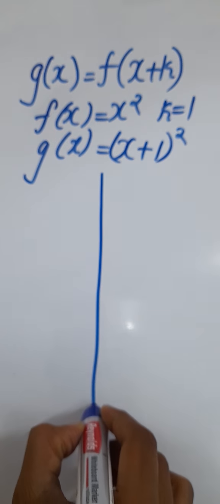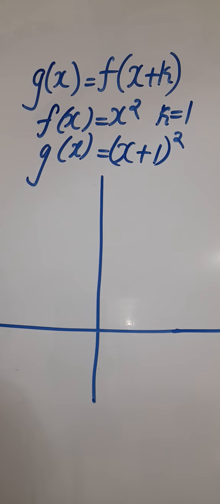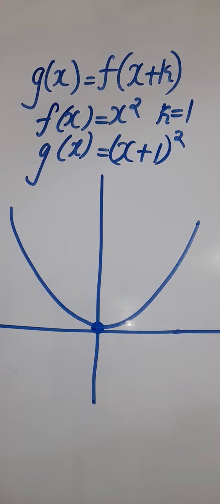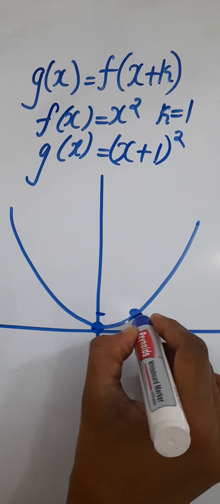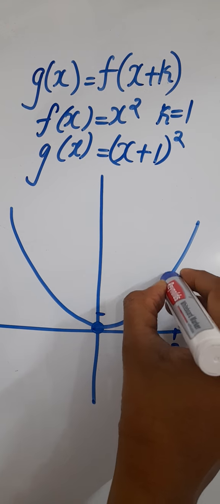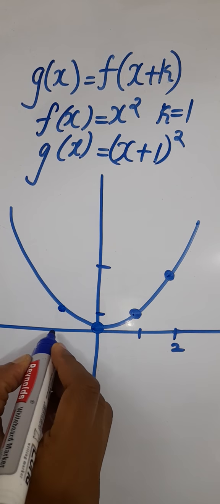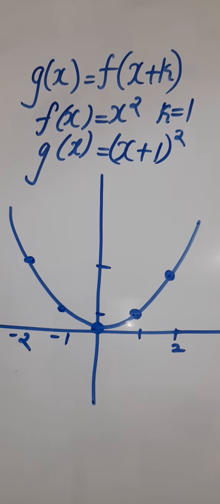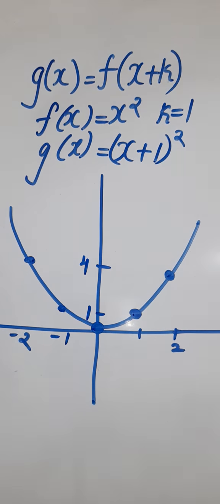Let us consider the curve f of x. We know that f of x is a parabola. The parabola passes through the points 0, 0, 1, 1, 2, 4. Since it is symmetric, we get points minus 1, 1, minus 2, 4. Let us plot g of x now.